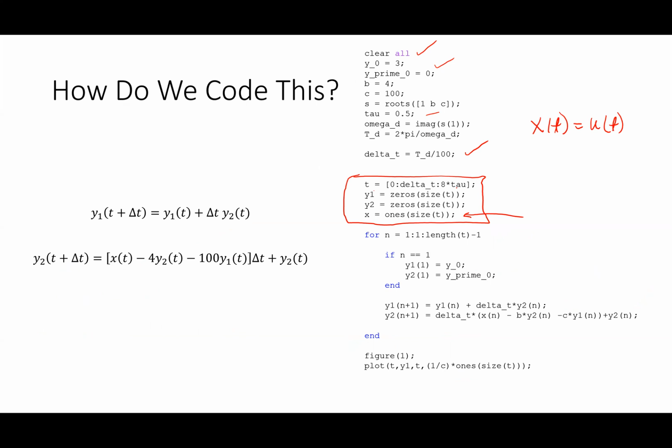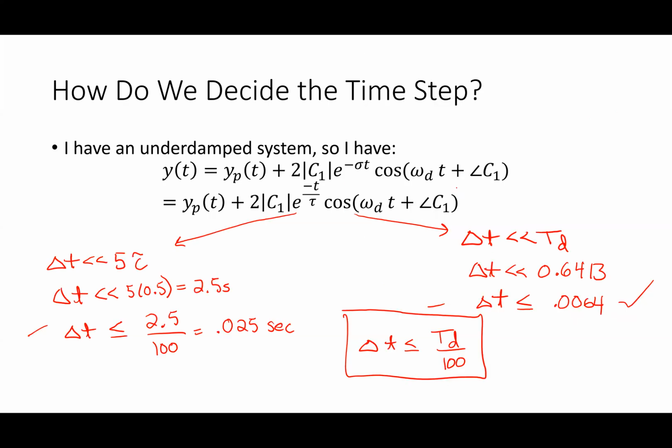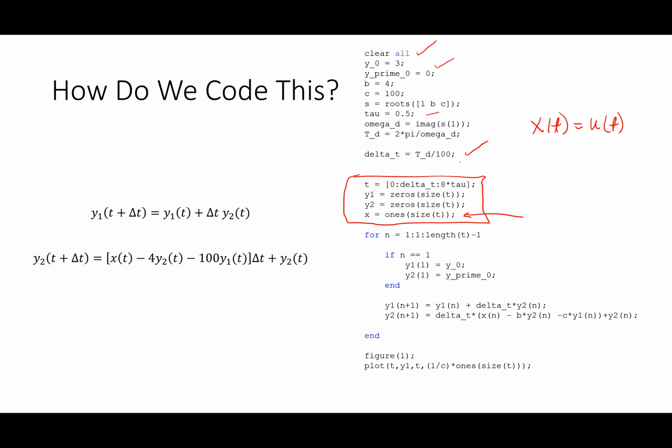Now I decided to go to 8 tau because clearly what I want to be able to see in this particular case is I want to see the full transient response. And the length of the transient response is controlled by that decay. And so I said, well, it'll decay in at least 5 tau. So I want to see the whole response. So let's say 8 tau. That goes a little bit past the end of what I would call the transient response.